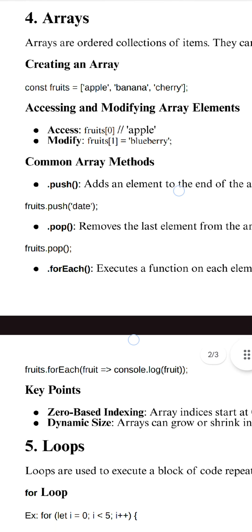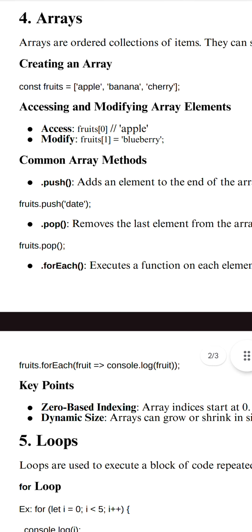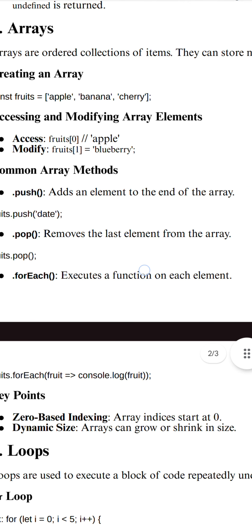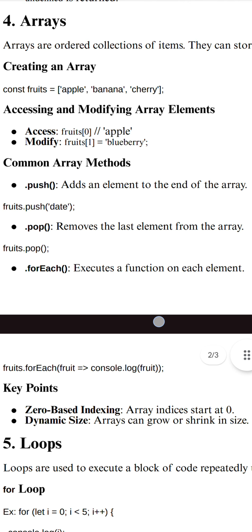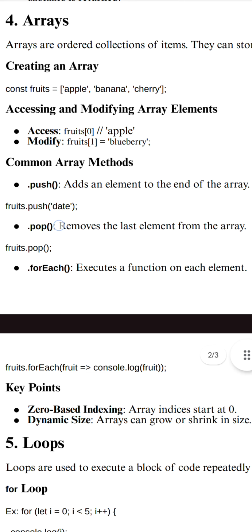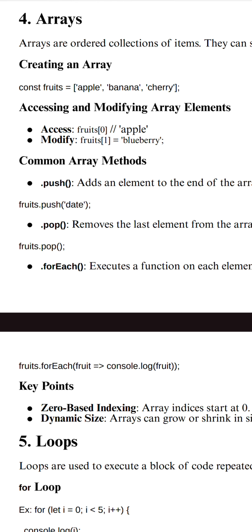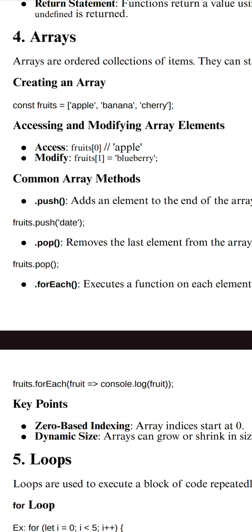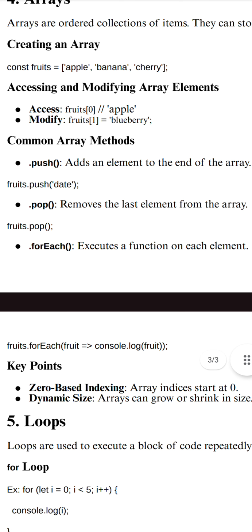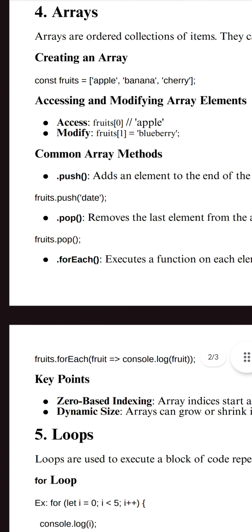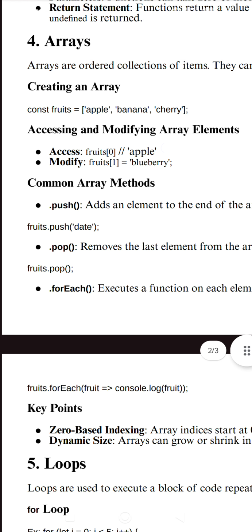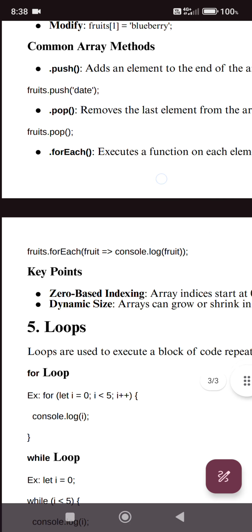Some common array methods are push, pop and forEach. Push adds an element to the end of the array. Now as we see here, fruits.push of date, this date will be added at the end of this array next to cherry, and pop removes the last element from the array. If we give this function, then in this array the last element will be deleted.